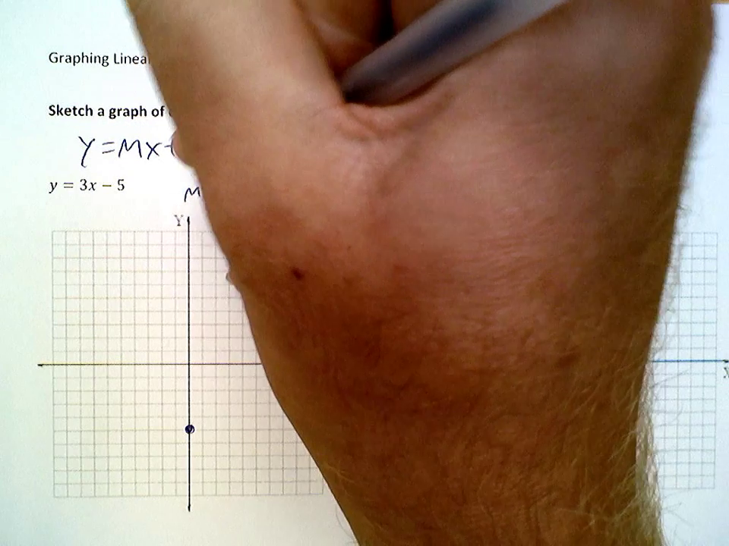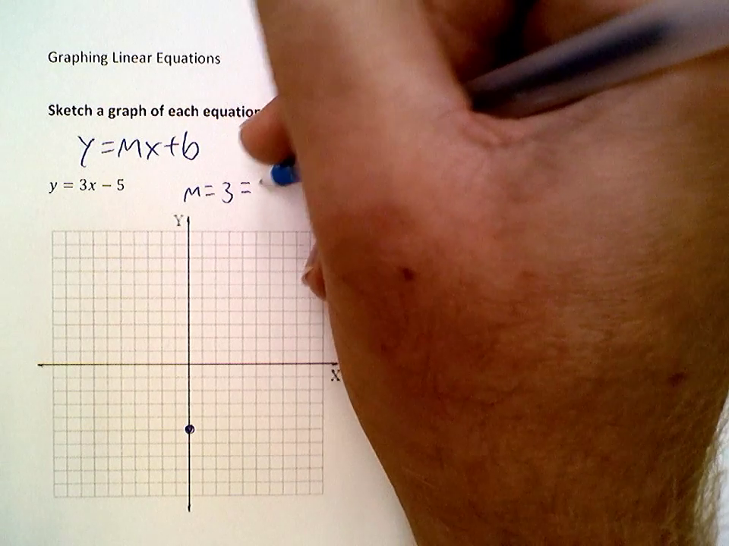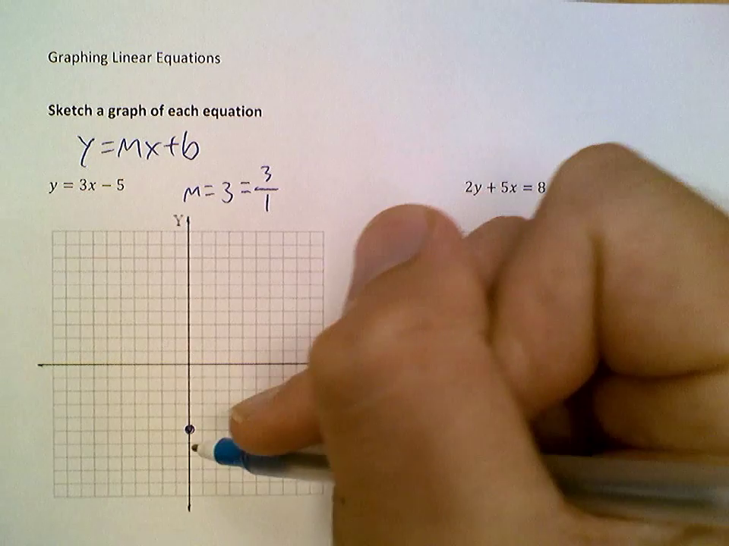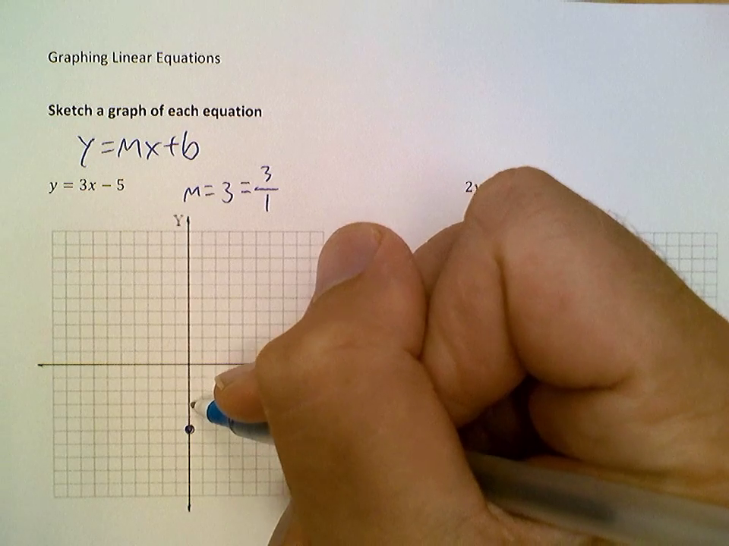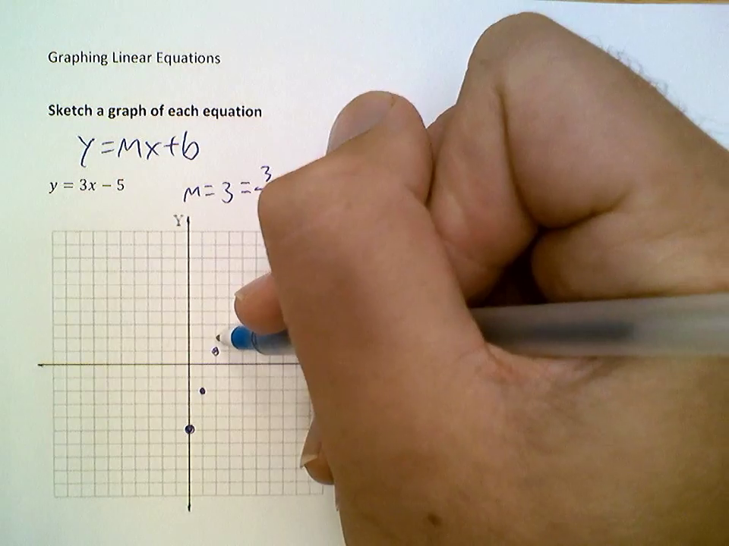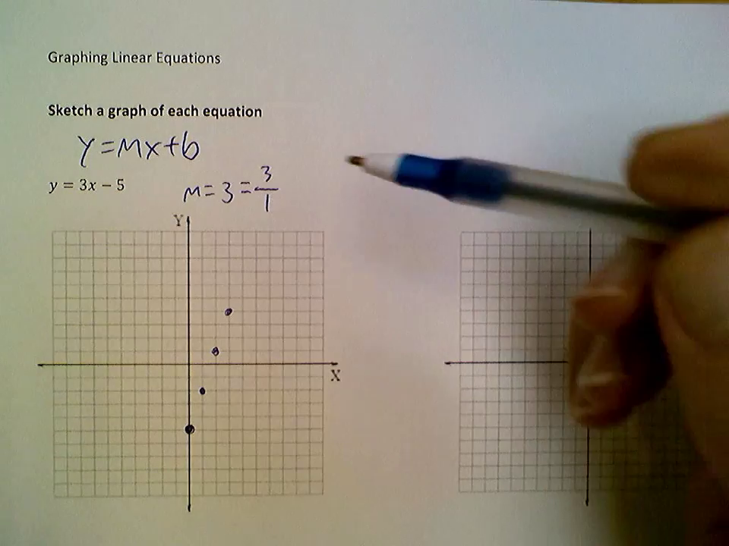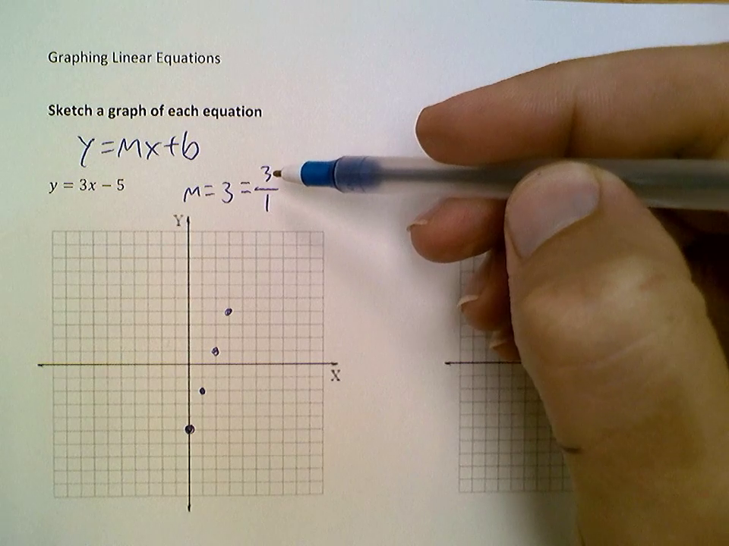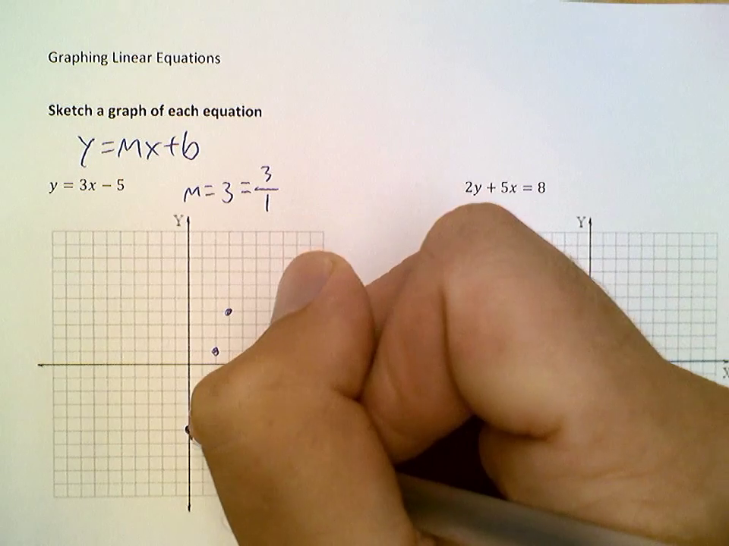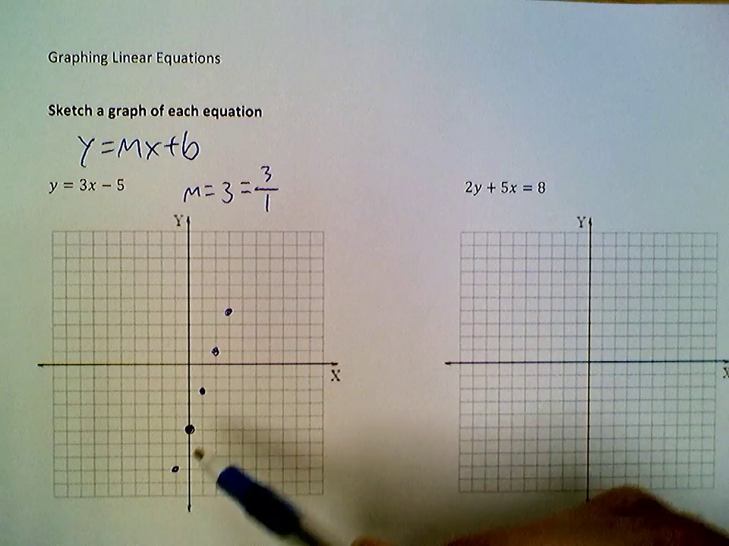So just remember, when you're thinking of a slope, even if it's a whole number, it can be useful to think of it in fraction form, in rational form. So think of it as being 3 over 1. So then starting from this point I already have graphed, I'm going to go up 3, right 1, up 3, right 1, up 3, right 1, and so on. So remember, slope is rise over run. You could also go down 3, left 1.